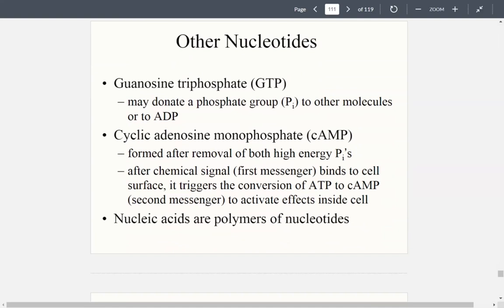All right, some other nucleotides. We have GTP, or guanosine triphosphate, similar to ATP, except instead of an adenine, it has a guanine. We don't really talk about him much, though. Cyclic adenosine monophosphate, or cAMP. It also forms some high-energy phosphate bonds. It typically is a chemical messenger, though, not an energy molecule.